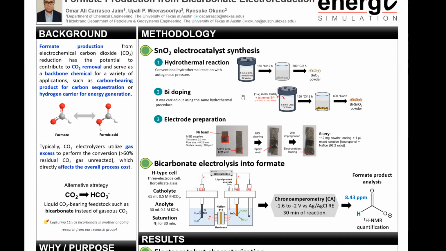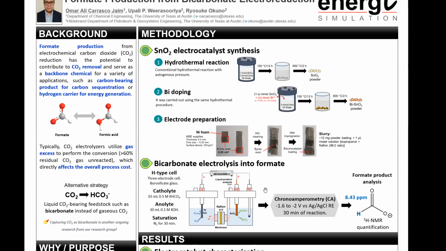Once the electrocatalyst was prepared, it was deposited onto nickel foam utilizing Nafion solution and used as working electrode. Afterward, the bicarbonate electrolysis was performed in an H-type cell, as shown here in the picture. This H-type cell is composed of two compartments divided by a Nafion cationic membrane that will allow the diffusion of the protons.